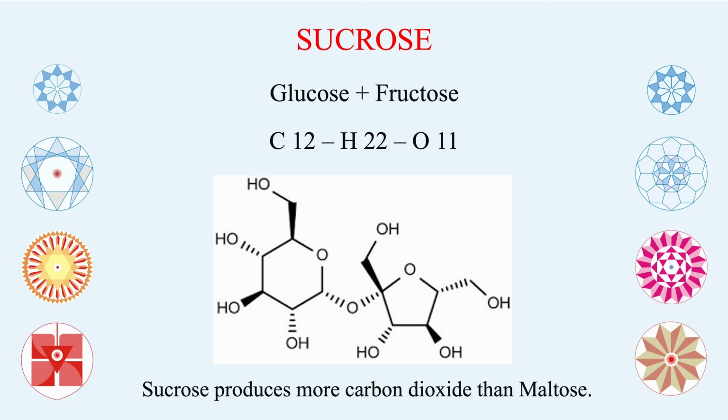But here I'm making one point. Sucrose is made of glucose plus fructose. Maltose is glucose plus glucose. But sucrose can produce more carbon dioxide than maltose can. What I always feel is that the two CH2OH groups on the two sides in fructose are responsible for giving more carbon dioxide, because both the carbons are outside and free to move.